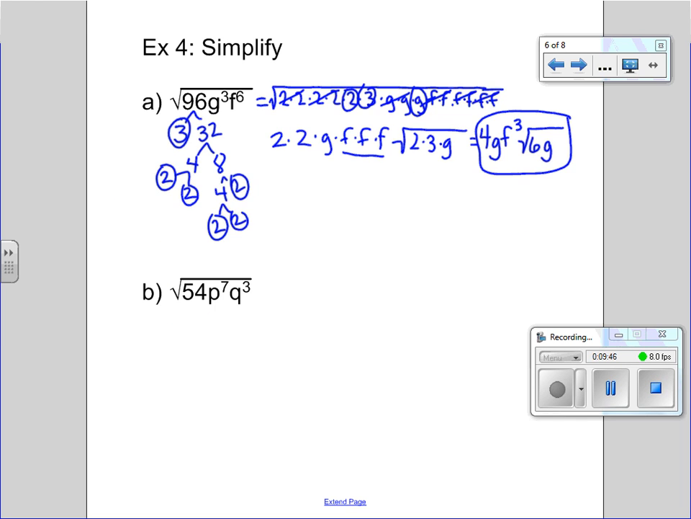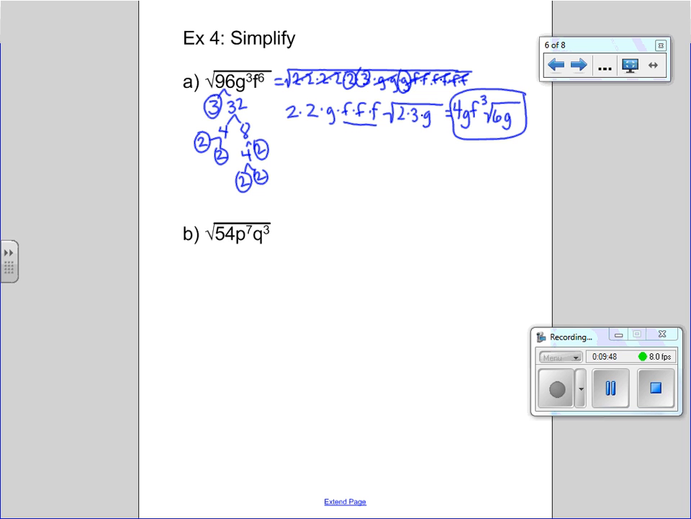All right, for the next one, we have radical 54, p to the 7th, q to the 3rd. We're going to start the same way as before, and we're going to break down that 54 using prime factorization. So we know that 9 and 6 will go in evenly. 9 is 3 times 3, circle our primes. 6 is 2 times 3, circle our primes.